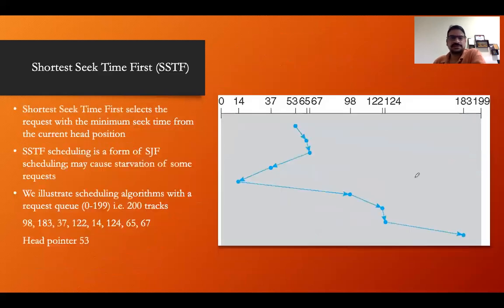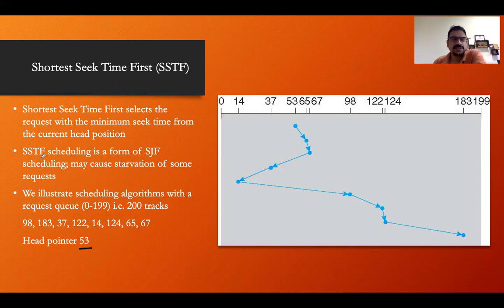Now come to the next one. The next one is shortest seek time first. Here, in shortest seek time, it selects the request with the minimal seek time from the current head position. The current head position is 53. From 53, it will find which one is the smallest distance. If we do 65 minus 53, how much is it? 67 minus 53, how much? 37 minus 53, how much? Whichever seek time is less, it will move to that request first.